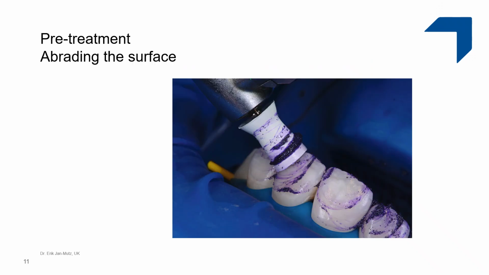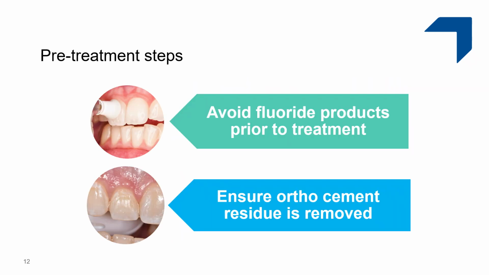Once isolated, abrade the lesion with plain pumice using a fine grit disc to remove residue and assess the lesion body by opening the pore structure. Avoid fluoride-containing cleaning agents prior to treatment. They can reduce etching effectiveness. If you're treating post-orthodontic white spot lesions, ensure orthodontic cement residue is removed prior to infiltration. It can block the infiltration process.